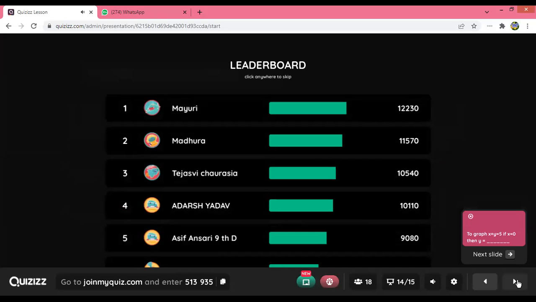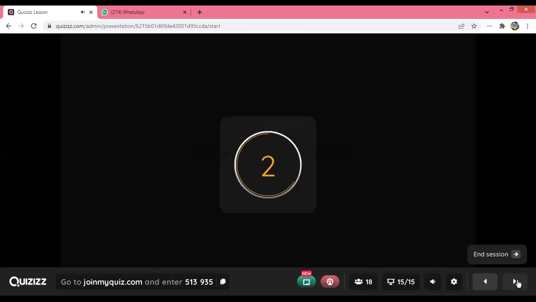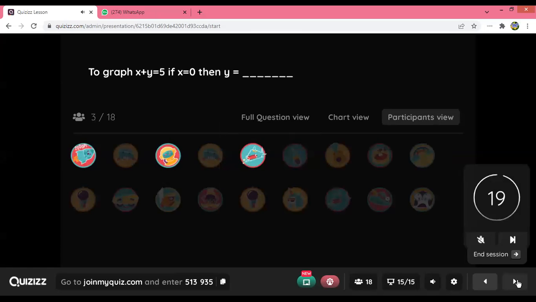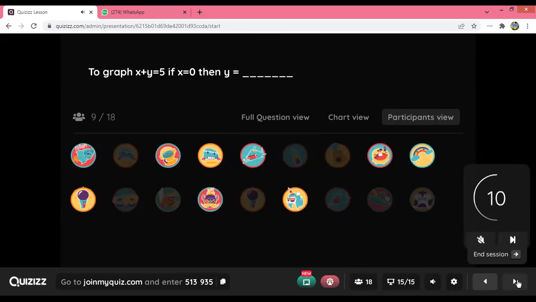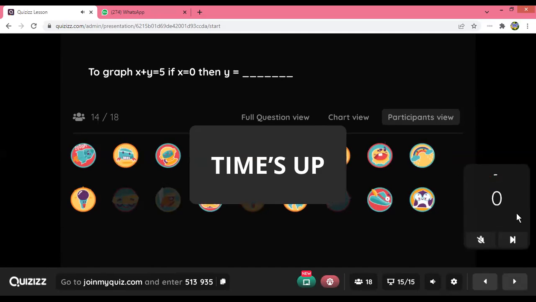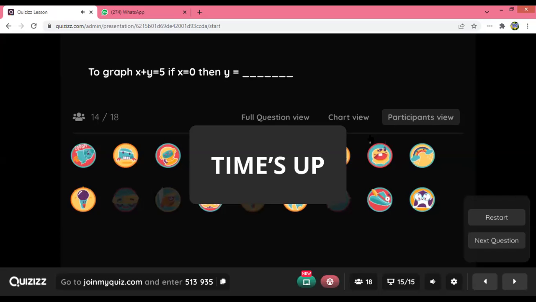Okay, and then last question. To graph x plus y equals 5, if x is 0, then y is what? The sum of two numbers is 5. If x is 0, then what will be y? What should be added to 0 to get a 5? Okay, time up. The answer was 5, right?